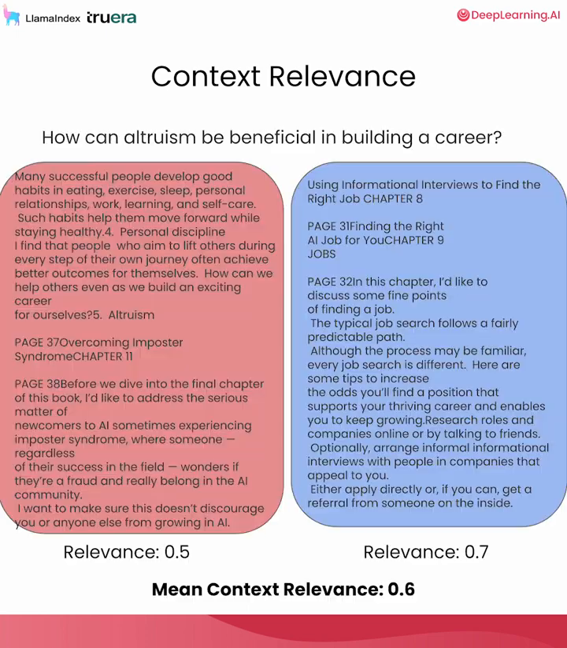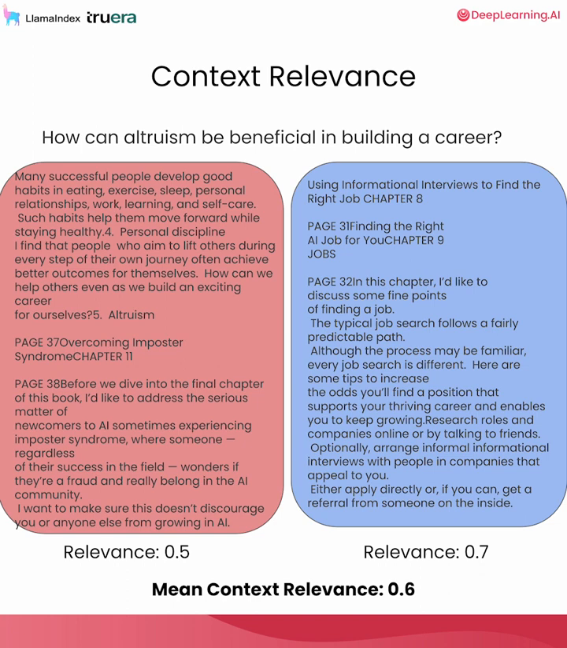Let's look at a simple example. The question here, or the prompt from the user, is how can altruism be beneficial in building a career? These are the two pieces of retrieved context, and after the evaluation with context relevance, each of these pieces of retrieved context gets a score between 0 and 1. You can see here the left context got a relevance score of 0.5. The right context got a relevance score of 0.7, so it was assessed to be more relevant to this particular query.